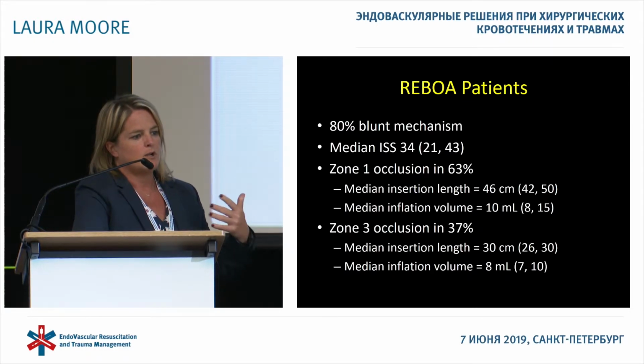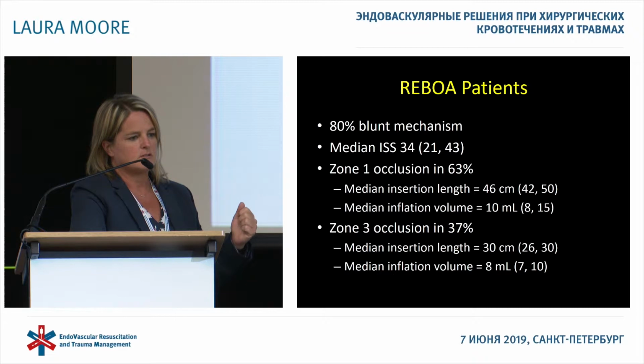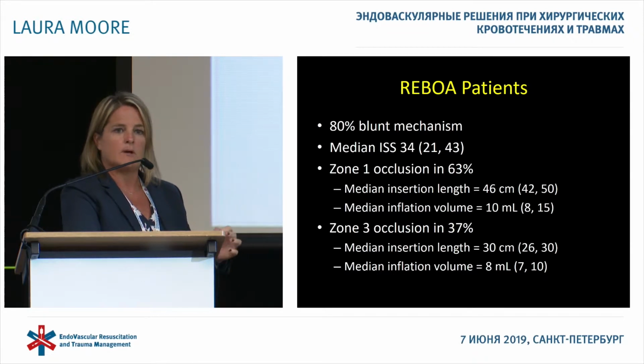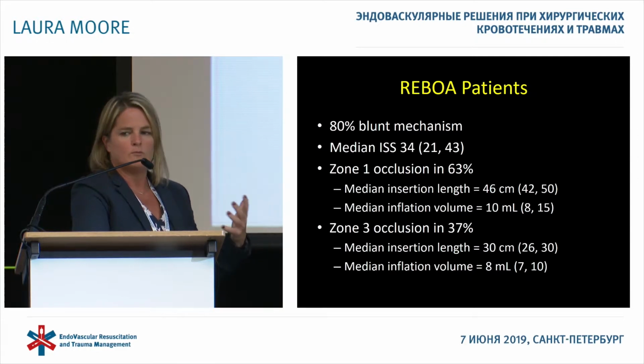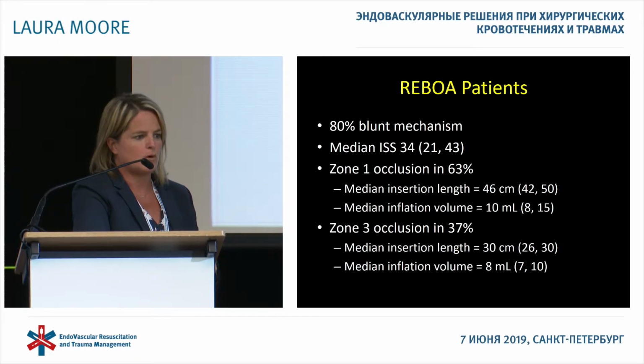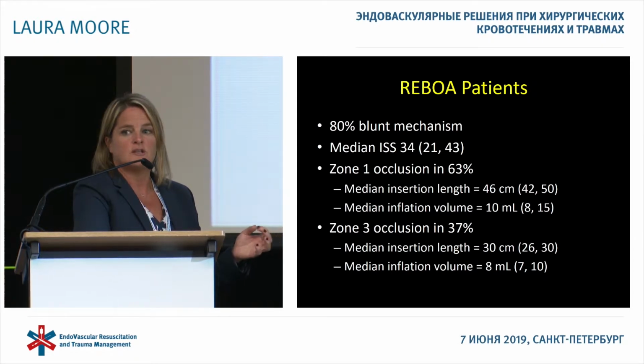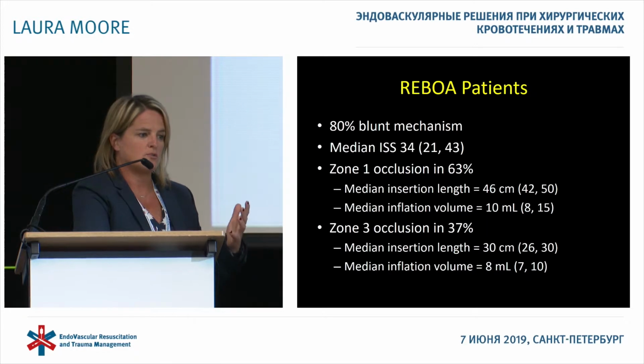So when we look at the breakdown, we enrolled 75 patients in the REBOA arm in about a 12-month period of the study. 80% were blunt, which is pretty typical for our U.S. trauma patients. Very high injury severity score, median of 34. And the majority of these patients had a zone 1 occlusion, so 63% of patients had zone 1.